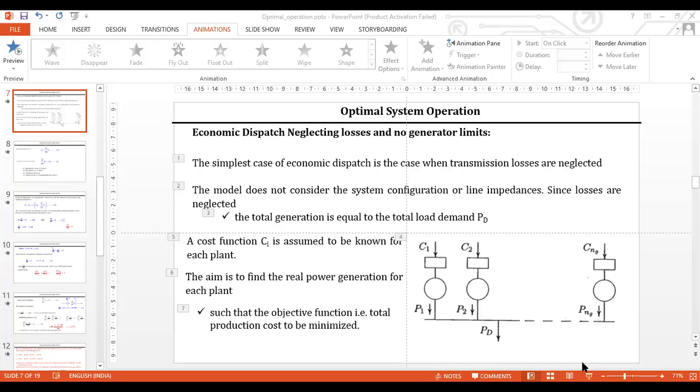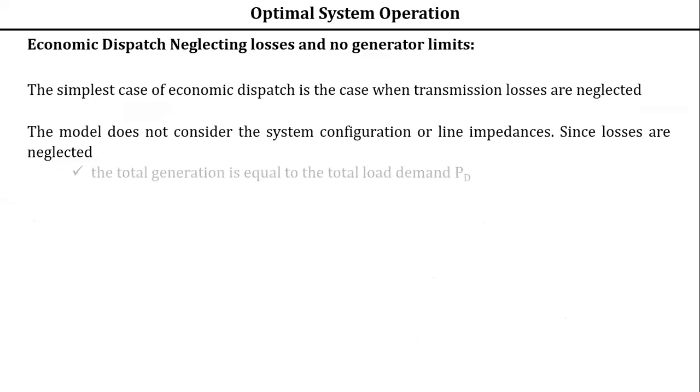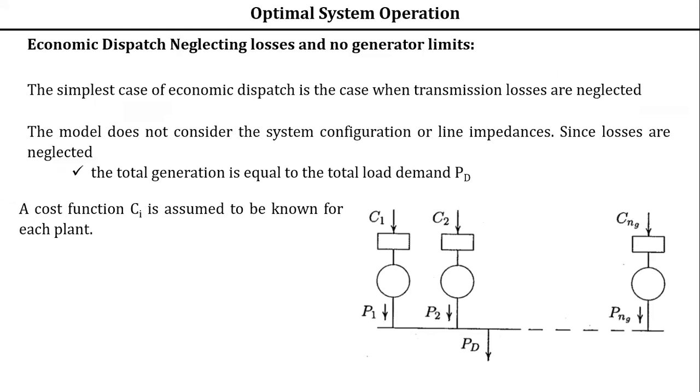Till this point, I think you are able to view this slide here. Till this point, I have explained this economical operation, what you mean by optimal power flow, etc. So for the optimal system operation, we are considering the objective function. The objective function is to minimize the total generating cost or total production cost in such a way that it has to meet the load demand PD. Understood? So with this pictorial representation, I said C1 is the cost of generation at plant 1, C2 is the cost of generation at plant 2, etc. And P1 is the real power generation at plant 1 and P2 is the real power generation at plant 2, etc.